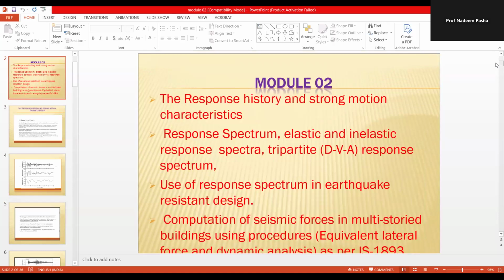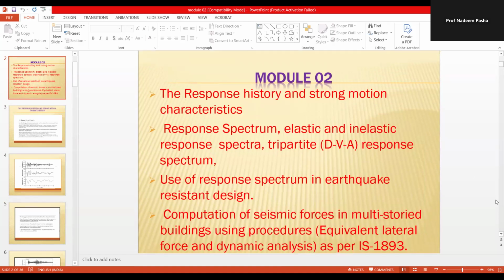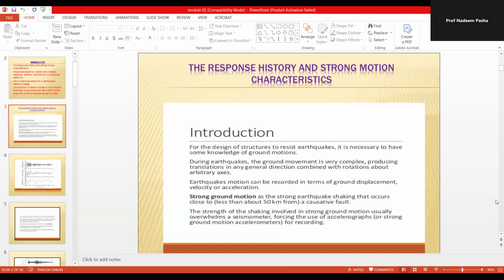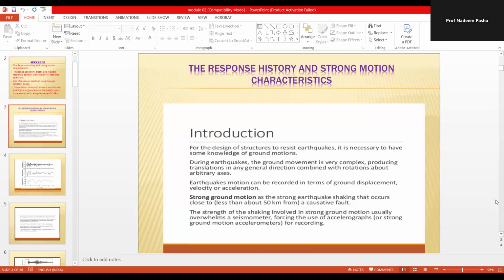In module 2, we need to study the following things: the response history and strong motion characteristics, response spectrum, elastic and inelastic response spectrum, tripartite, that is, DVA response spectra, use of response spectrum in earthquake resistant design, computation of seismic forces in multi-story buildings using procedures, equivalent lateral force and dynamic analysis as per IS 1893. So we'll start with the introduction part.